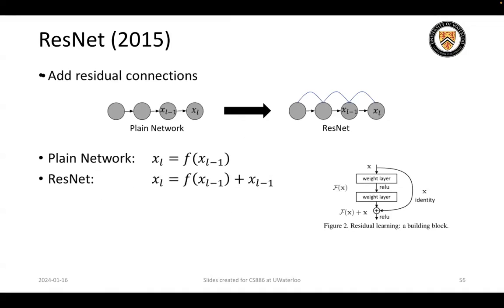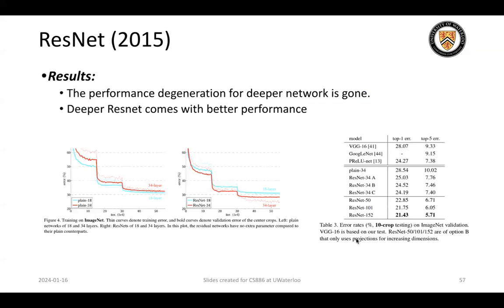So for the plain network, we simply progress normally. However, for the residual network, x_l is computed by f(x_{l-1}) plus x_{l-1}. So x_{l-1} is directly connected to x_l. In the following diagram 2, we have residual learning. x is passed through a weight layer, then ReLU, then another weight layer, and x has another connection, the identity, which is simply added to f(x), and then we apply ReLU. The results: the performance degradation for deeper networks is gone, and deeper ResNets come with better performance.